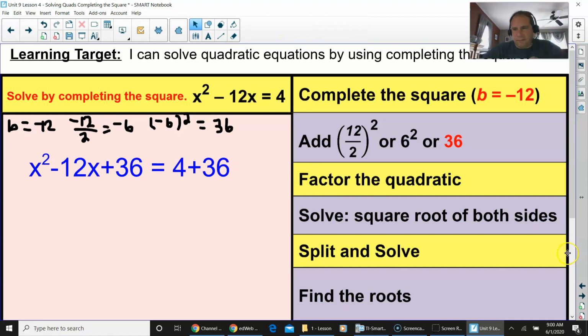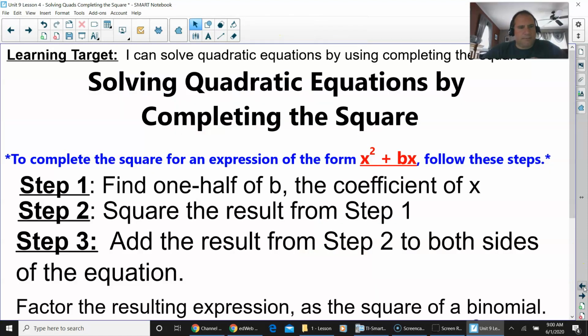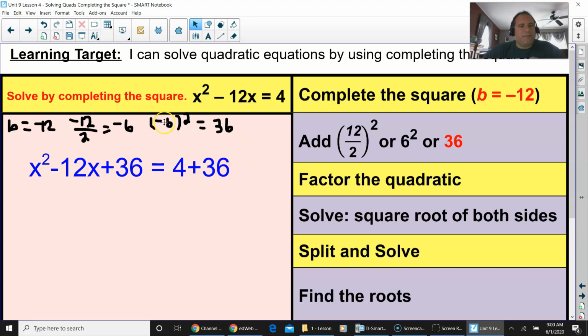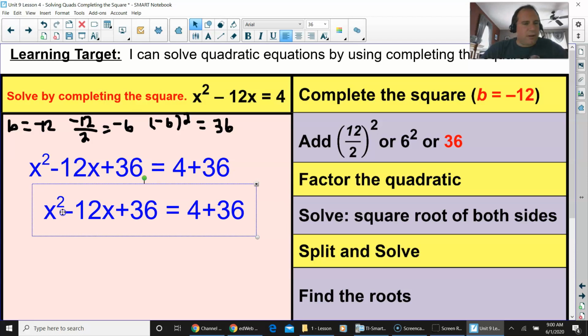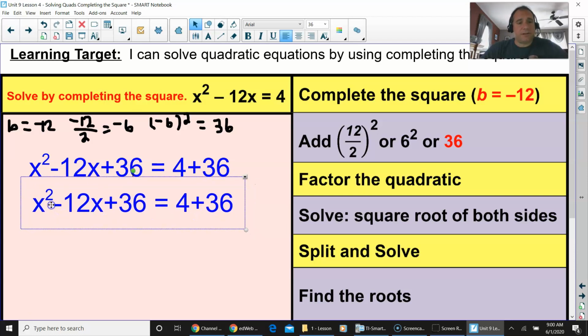So take a look at what the third step says. After you square it, add the result from step 2, which is 36, to both sides of the equation. So that's what we're going to do. We took the -12, we divided it by 2, then we squared it, and it's 36. We add that to both sides. So the result is something like this. It's x squared plus minus 12x plus 36 equals 40.